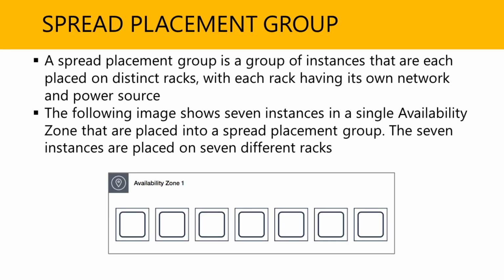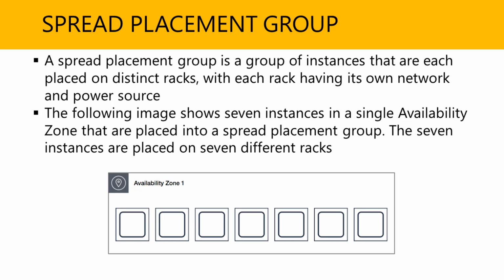Next, let's take a look at finally the spread placement group, which is simply a group of instances that are each placed on distinct racks, with each rack having its own network and power source. Very similar to what we talked about earlier, right? So here you can see in this image that you can have 7 instances in a single availability zone that are placed into a spread placement group.